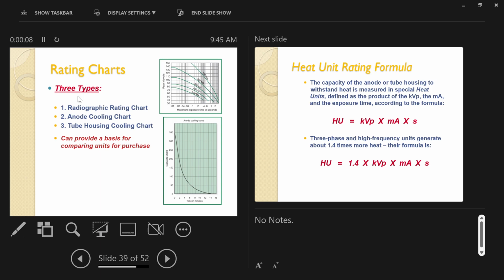Okay, so the way we prevent ourselves from making too much heat, overloading an X-ray tube, damaging the filament, damaging the anode, is by referring to these charts that we get with our equipment. Charts like the radiographic rating chart, anode cooling charts, and tube housing cooling charts. So the first thing we'll need to do is calculate, in principle, how much heat we're making during an exposure.